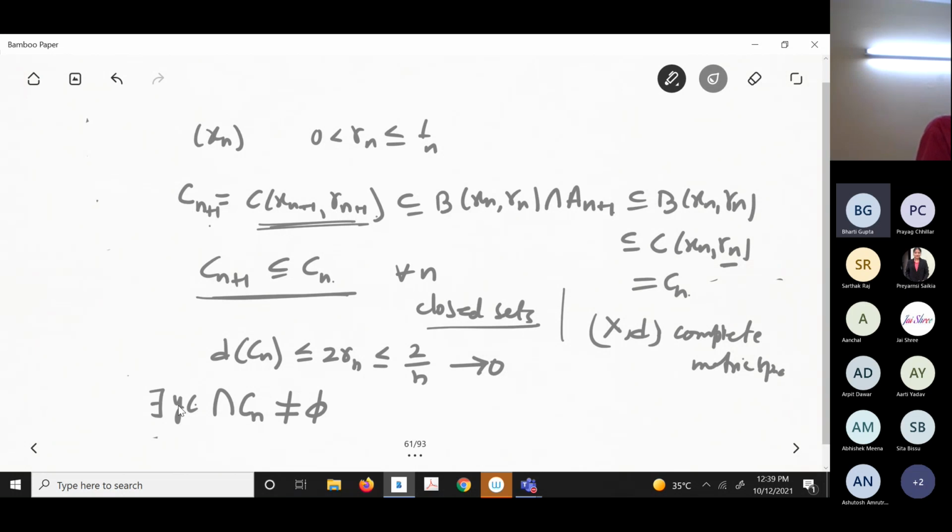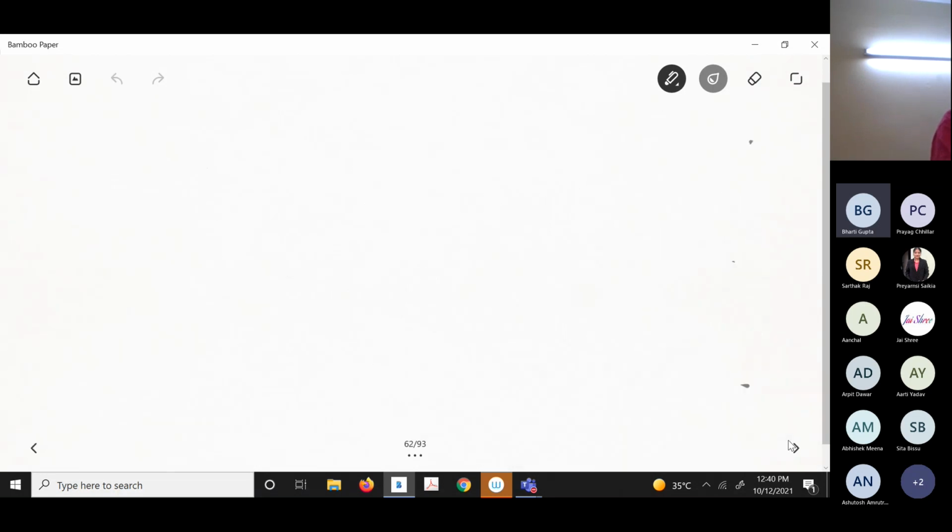My claim is that Y belongs to the open ball intersection. Samajh gaya? In order to do this, what do I need to show? By Cantor's intersection theorem, I got this. Now I want to claim that Y is here and also in each of these for every n. That is exactly what I have explained. How did I explain that? Look, Y belongs to the intersection.